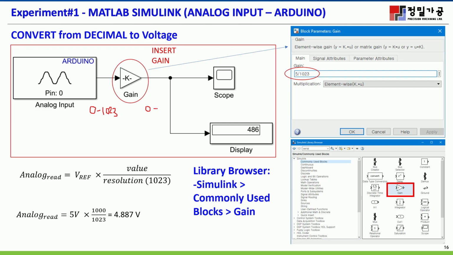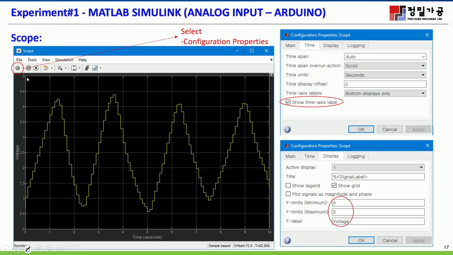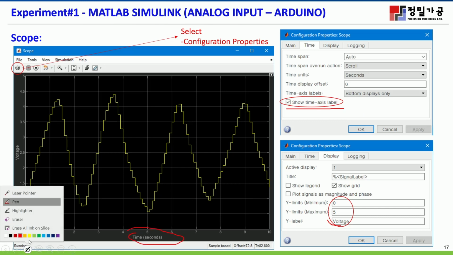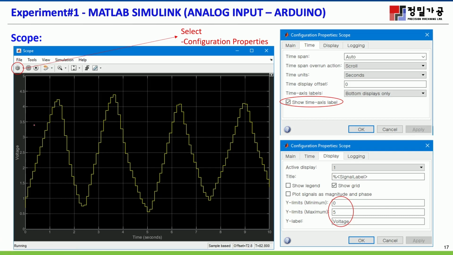We convert to 5 volt, and then we display to the scope. This one is the configuration for the scope. We just change the value in here, 0 and maximum 5 voltage, and show time axis label if you want to show this kind of label in the scope.